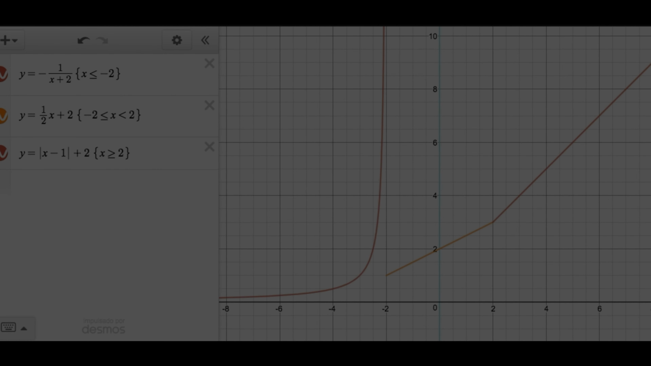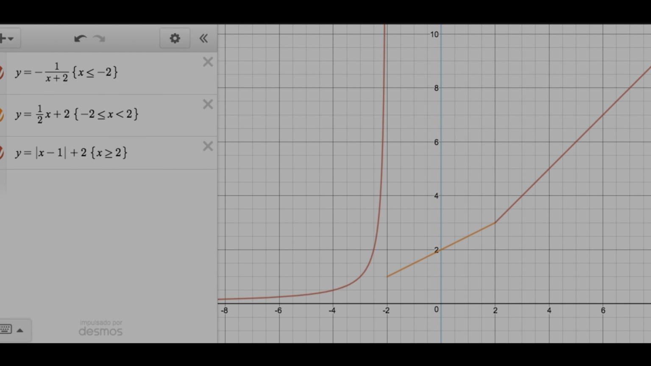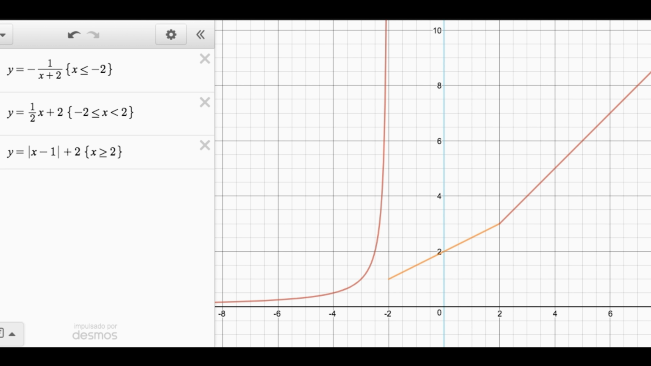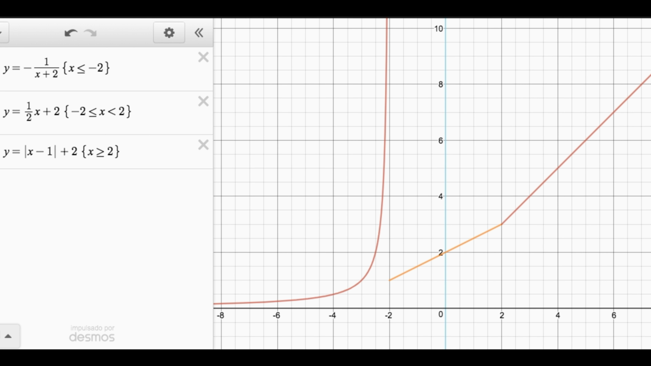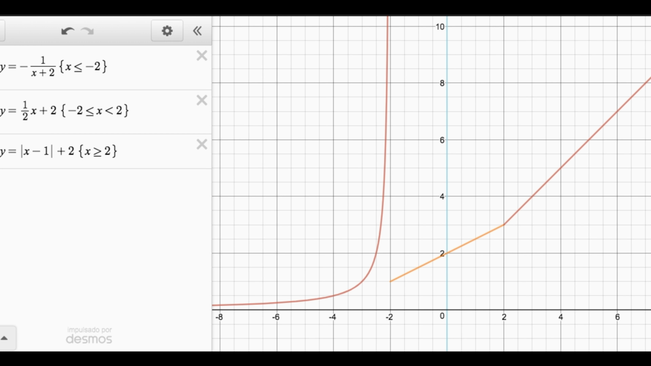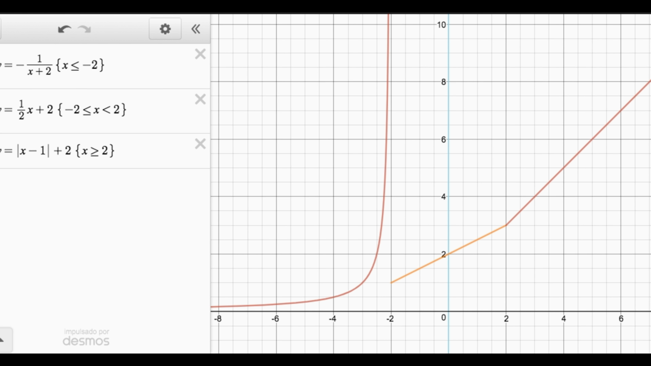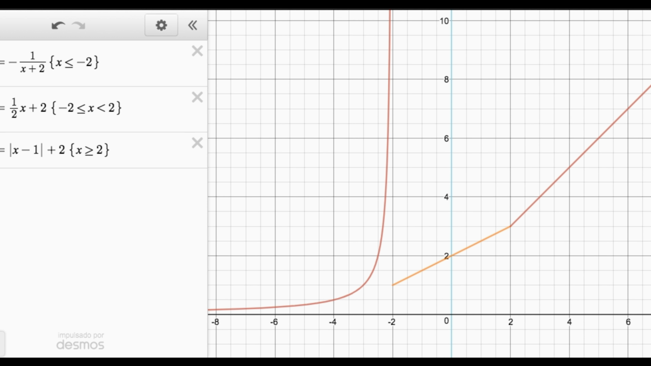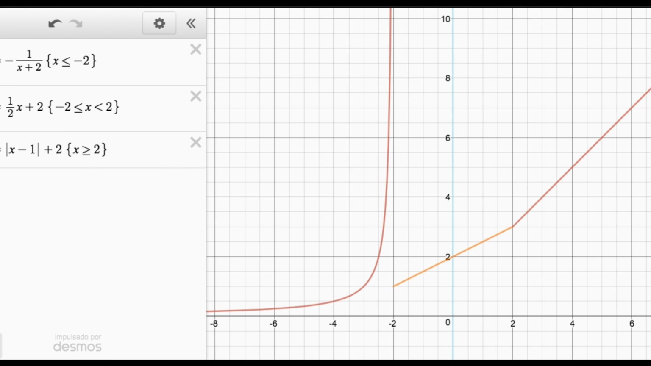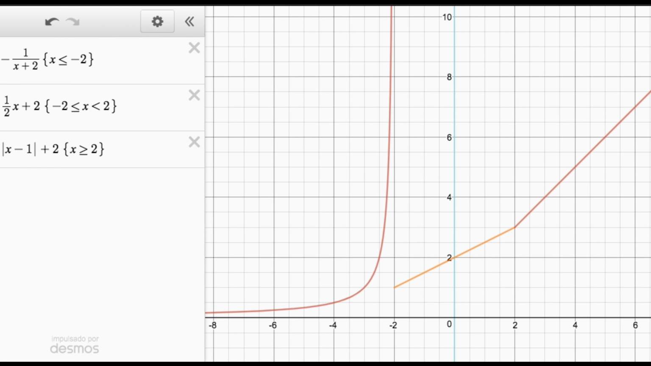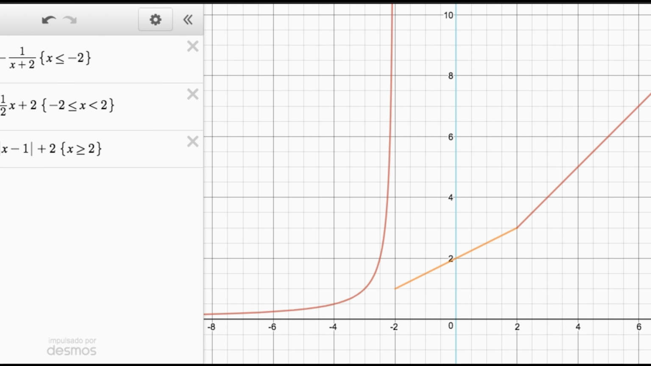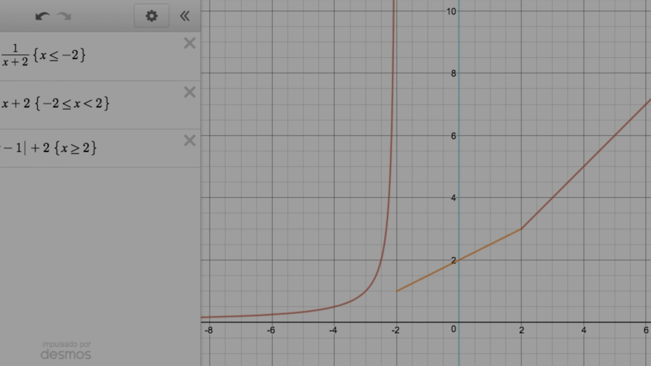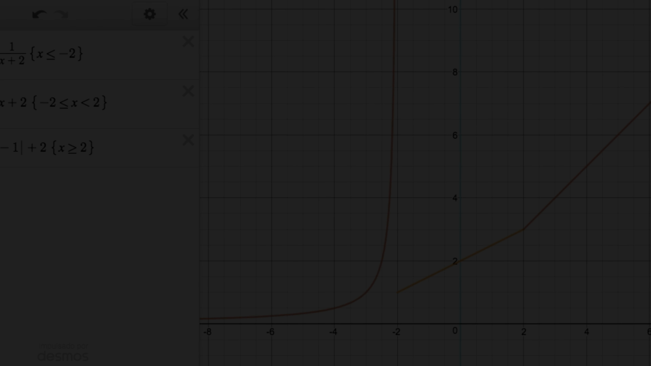So as you see, this equation has 3 functions: a rational function, a linear function, and an absolute value function. As you can see, there are no empty points in this equation. The intersection with the y-axis is 0, 2, and there is no intersection with the x-axis. The domain of this equation goes from -infinity to infinity, and the range is all natural numbers.